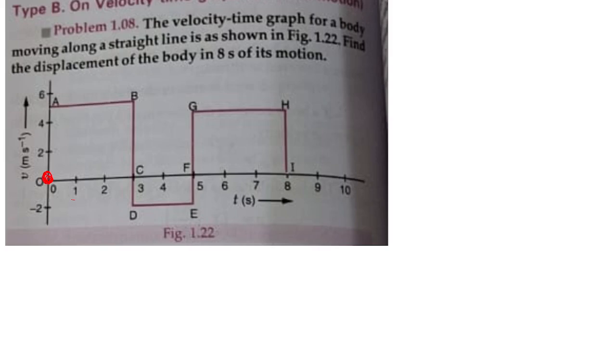0 second is here, 8 second is here. Between 0 and 8, what is the total area? That will be the net displacement. The total area. Remember, the area above x-axis is considered as positive, but the area below x-axis is considered as negative. So from 0 second to 8 second, we have to find the total area.